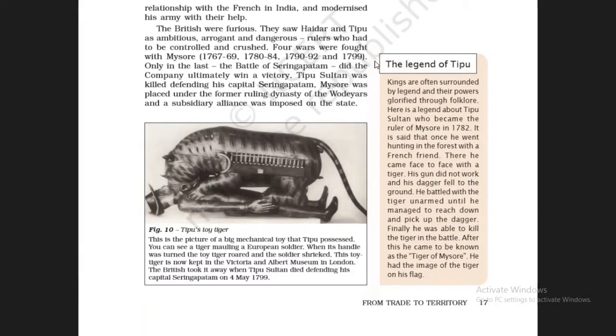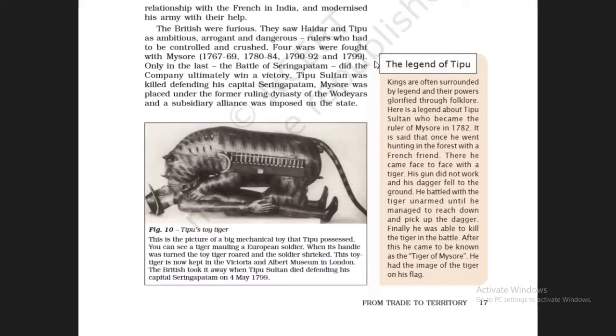Hello, dear boys. Let us continue the third part of your history chapter number 2. The name of the topic: From Trade to Territory, the Company Establishes Power.